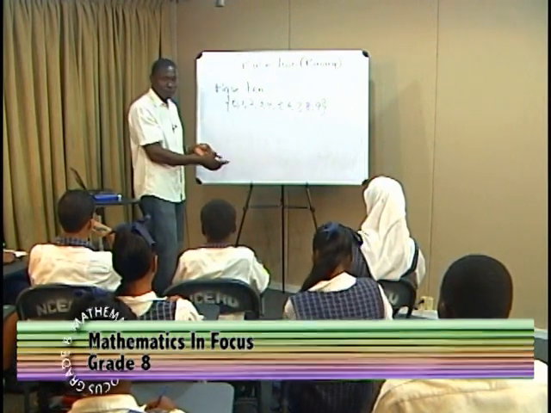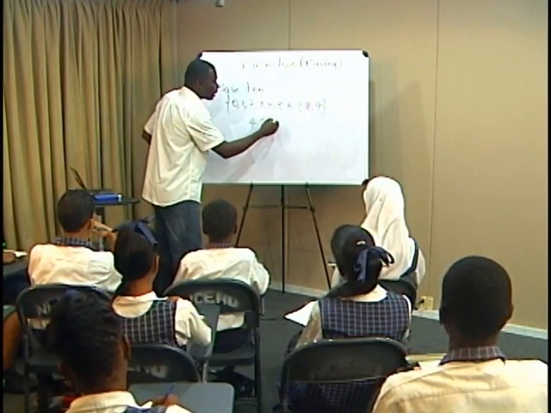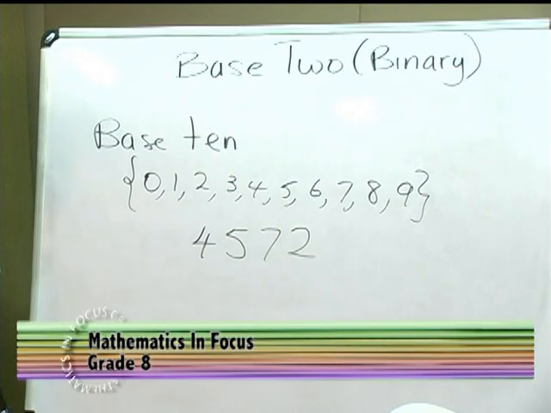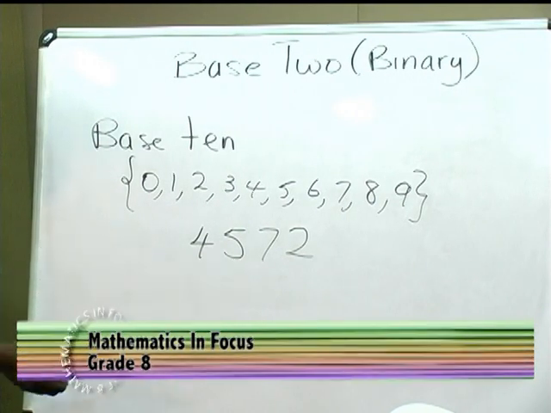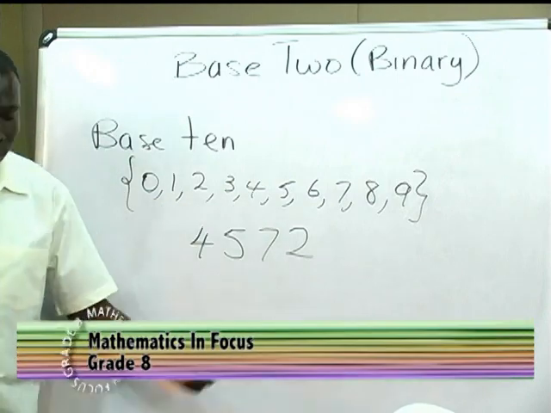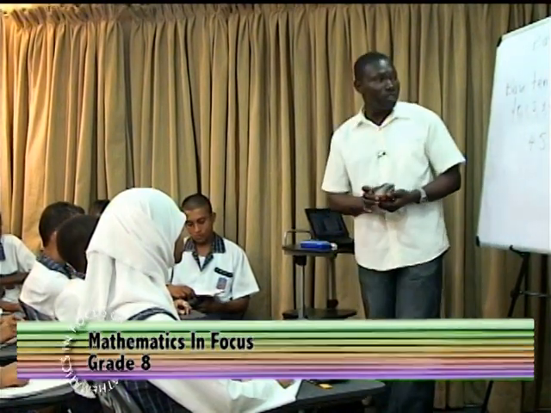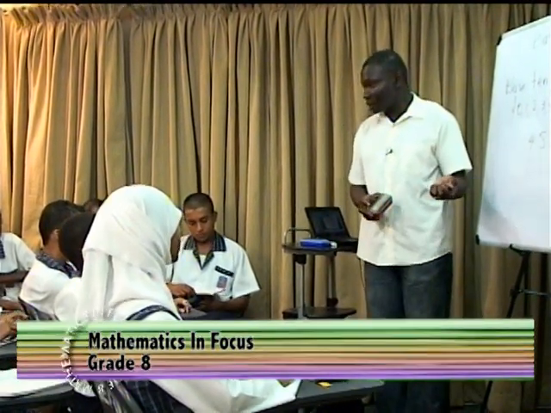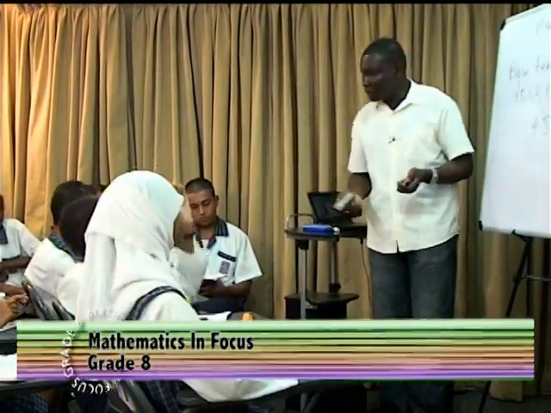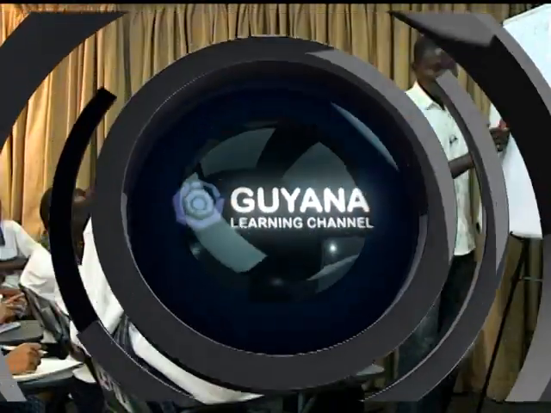So for example, we can take any 4 of these numerals. We can take 4, 5, 7, 2, and we form a number which we call 4,572. So this is how we use the numerals in base 10. In a similar way, we use numerals in any other base. But since we're looking at the base 2 number system, we may want to look at what are the numerals we use in base 2.